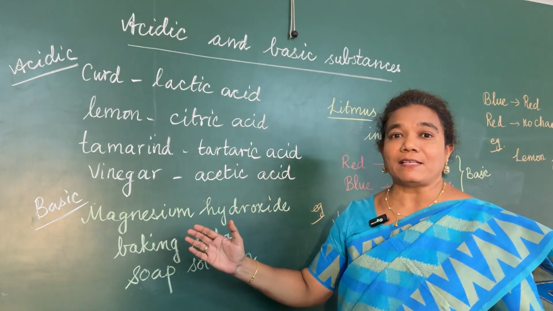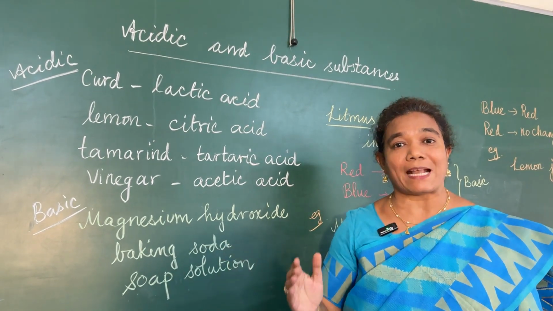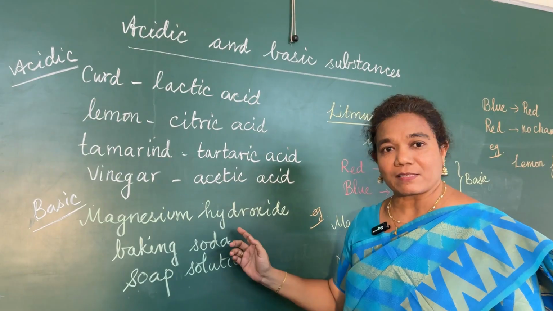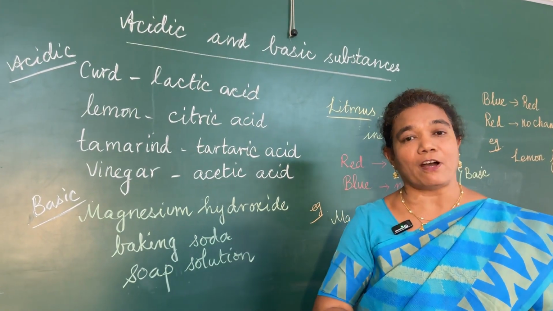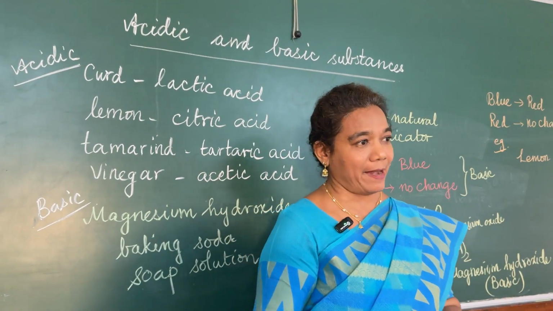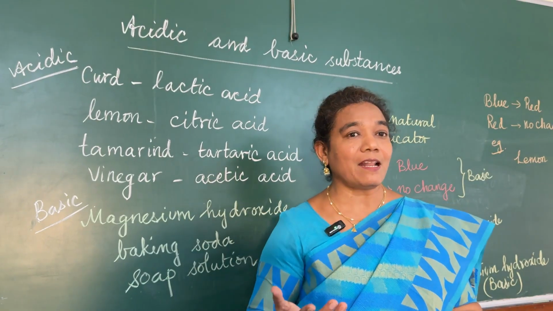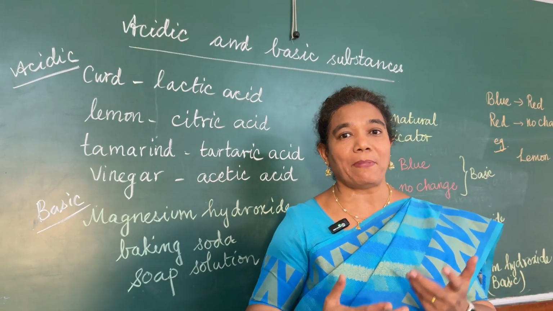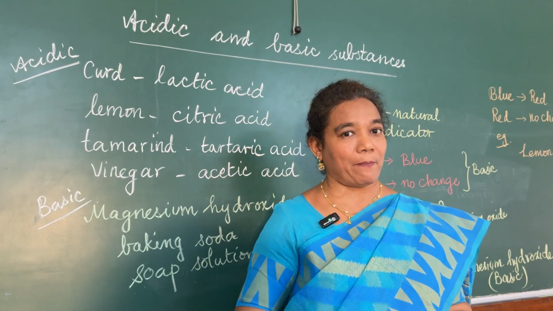Some of the bases are bitter in taste and they are soapy to touch. Magnesium hydroxide, baking soda, soap solution, these are all good examples of bases. They are basic in nature. Now, how to find out whether they are acidic or basic in nature? Acidity and basicity, how will you find out that? For that, we use litmus paper.